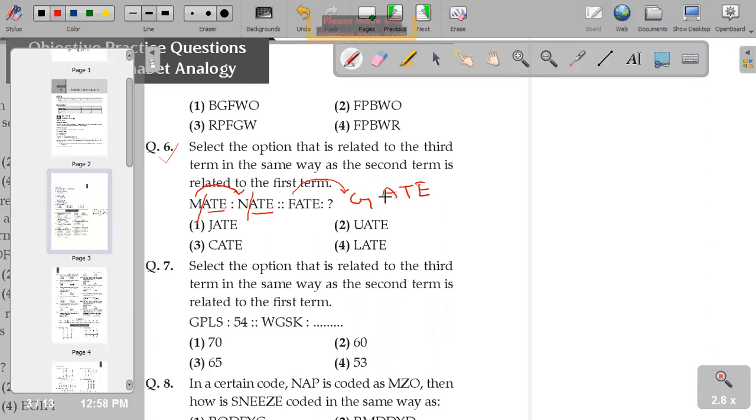The option will be gate. But here it is not given. So it became a misprint. So here it will be G, A, T, E, gate. Next we will move to question number 7. How will it come? GPLS will come 54. So I write here.